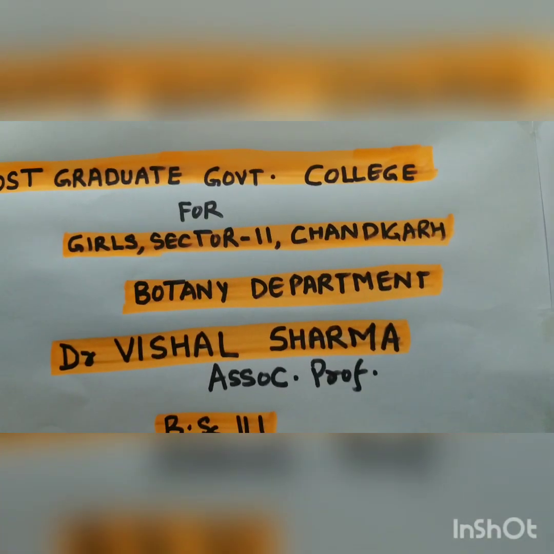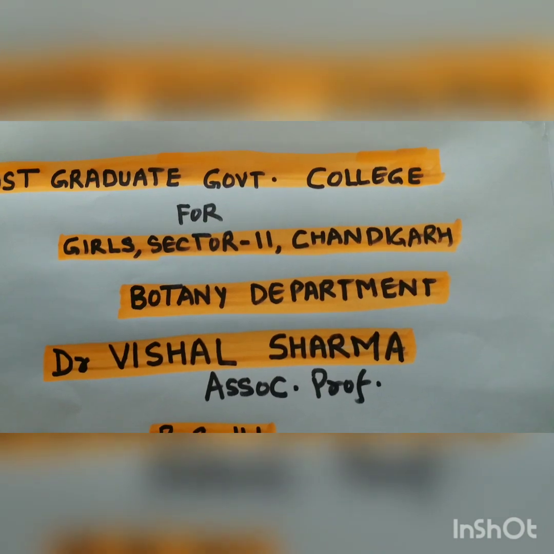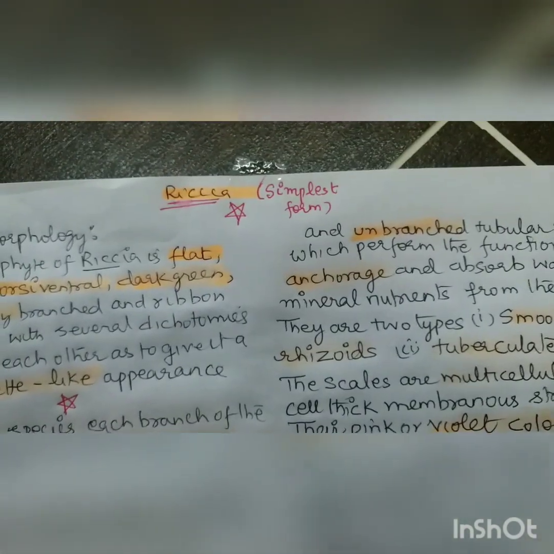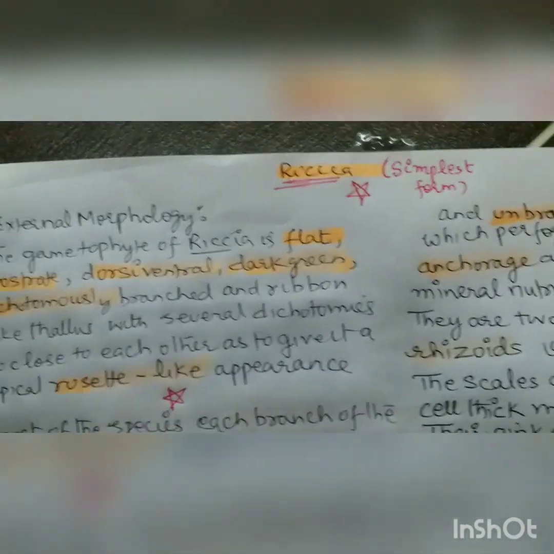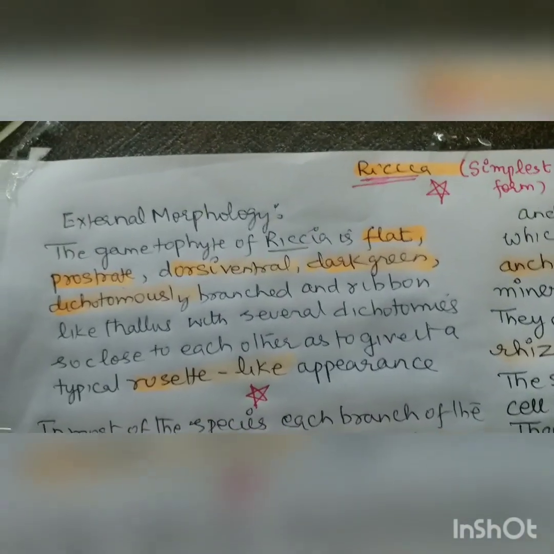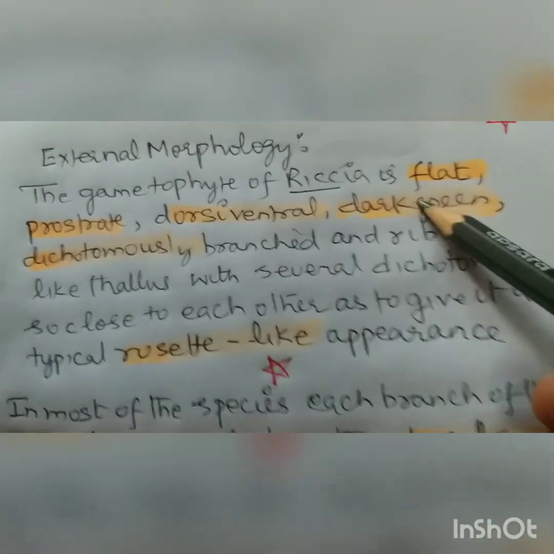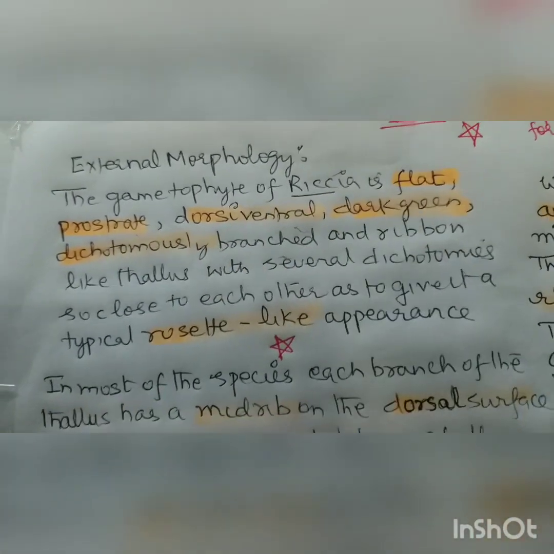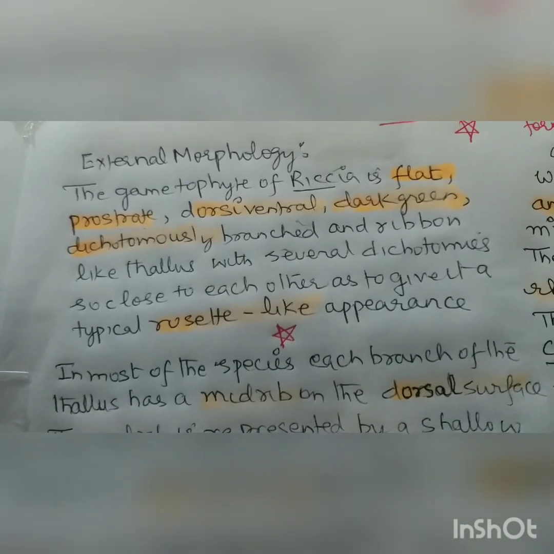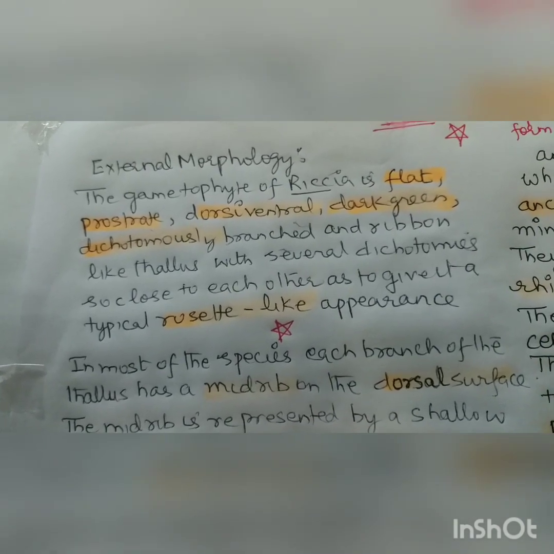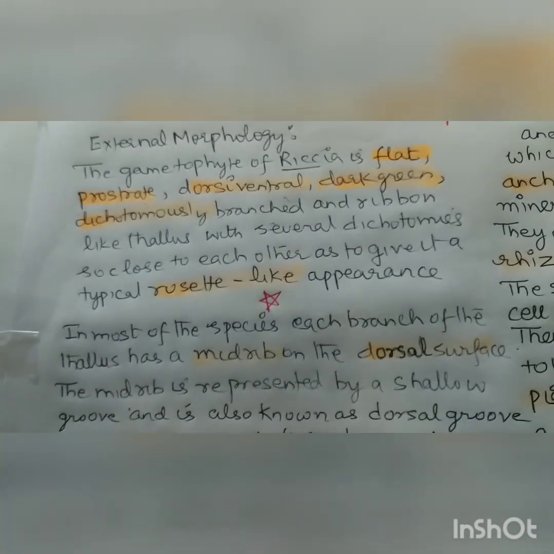Morning everybody. I welcome you all back for the last part of the bryophytes, that is the Riccia. We are doing it last, but it is the simplest form of bryophytes we have. First its morphology: the gametophyte of Riccia is flat, prostrate, dorsiventral, dark green, and dichotomously branched. It is a ribbon-like thallus with several dichotomies so close to each other that it gives a rosette-like appearance, right?